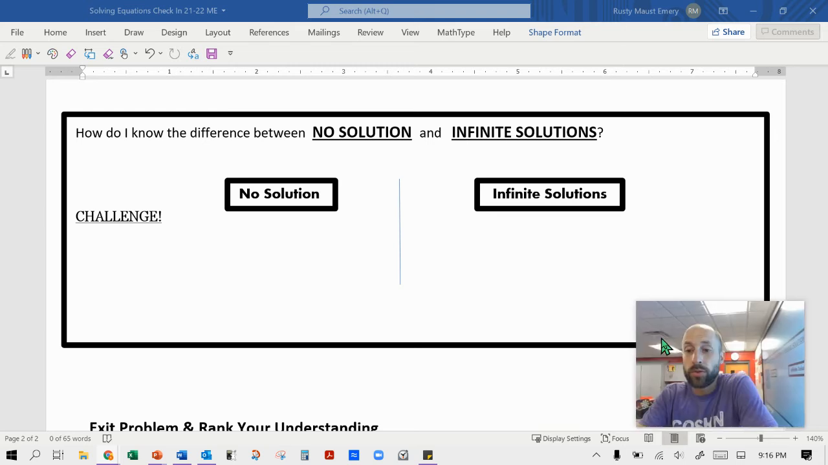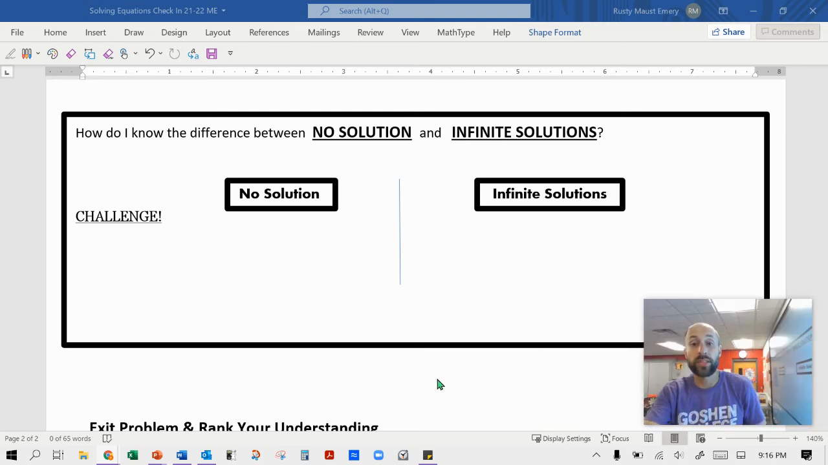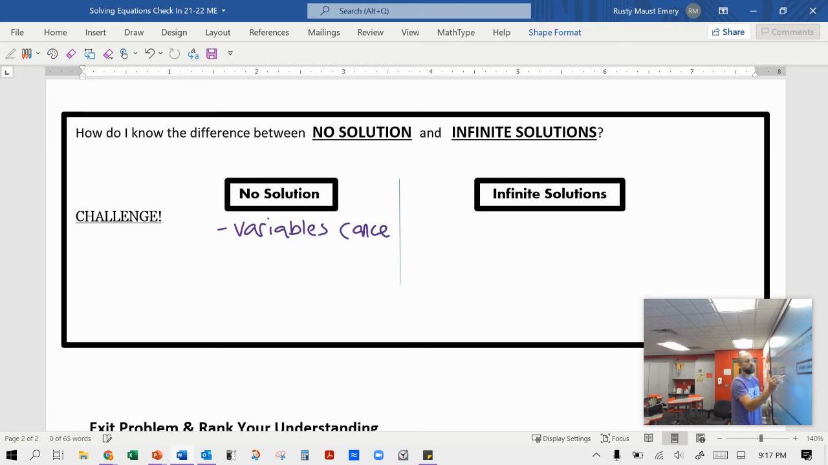Okay, so no solution versus infinite solutions. You should have these in your notes. So if you looked in your notes, it should have been fairly easy to jot down how do you know, right? So no solution, remember, for both of these, the key is that the variables have canceled out, right? So the variables are no longer there.